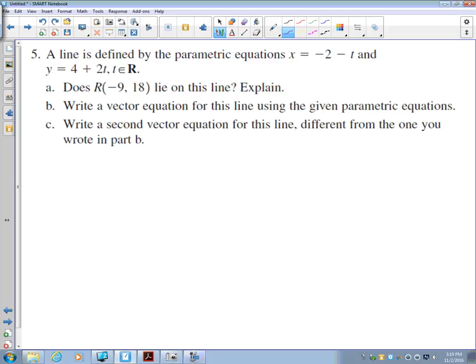In question 4, we're looking at a line being defined by parametric equations. Because they're parametric, they give us a point and a direction. They give us some information about that line. We want to know, does the point negative 9, 18 lie on this line?